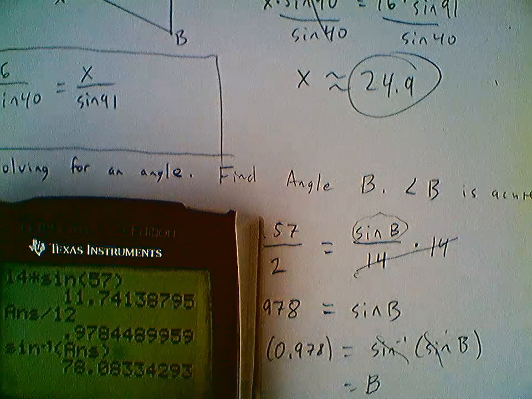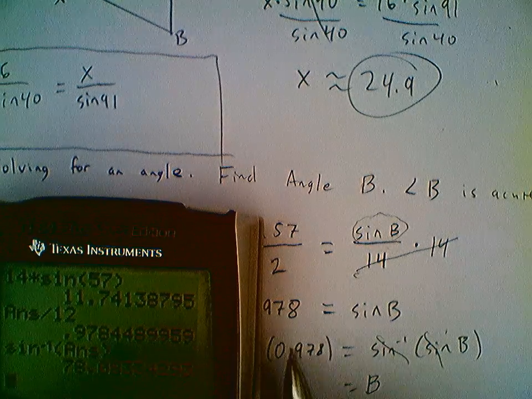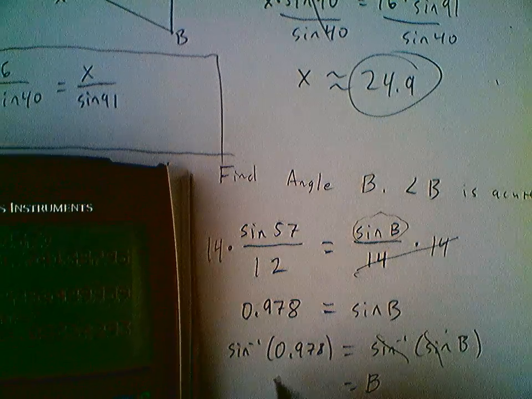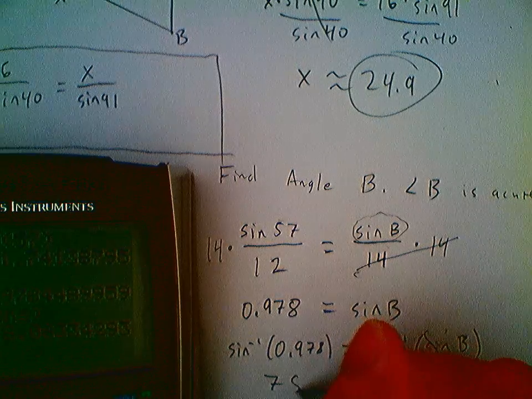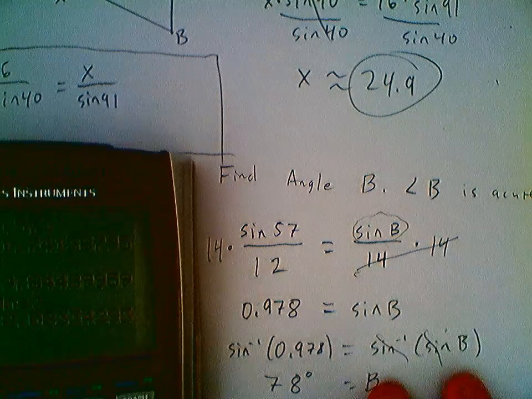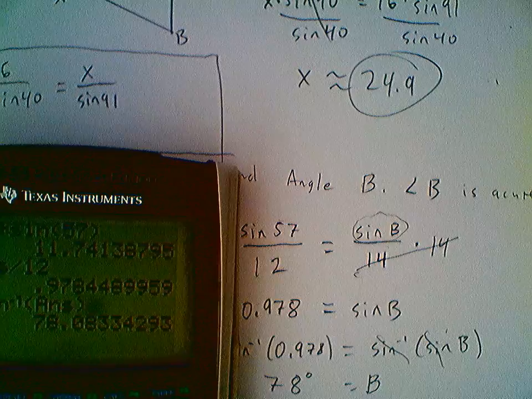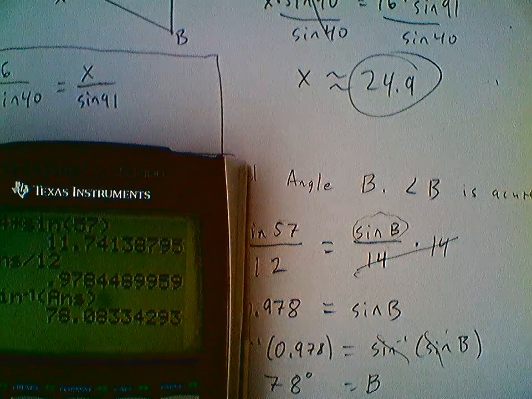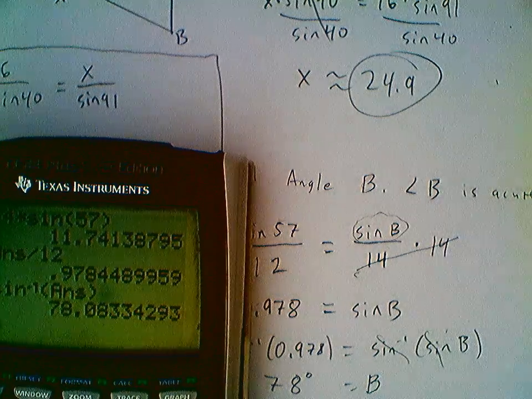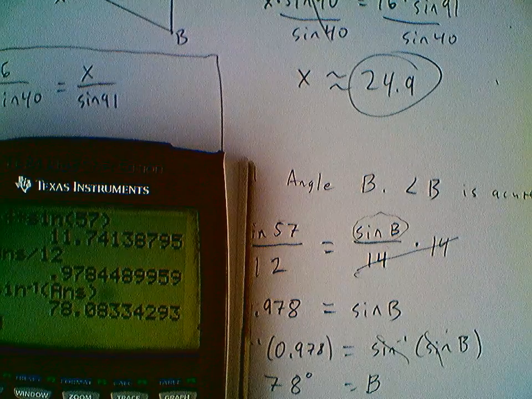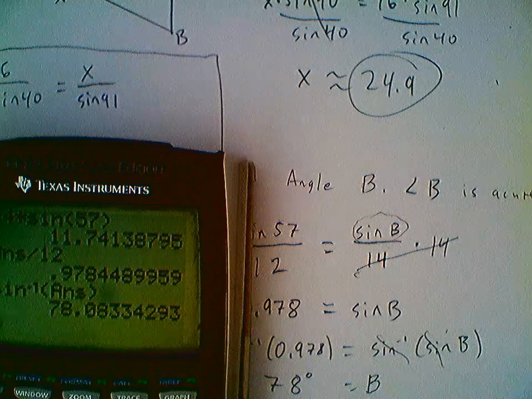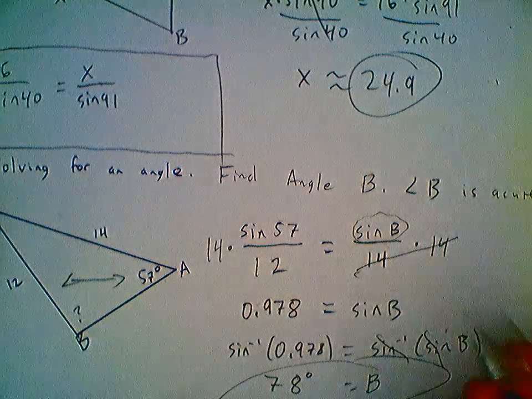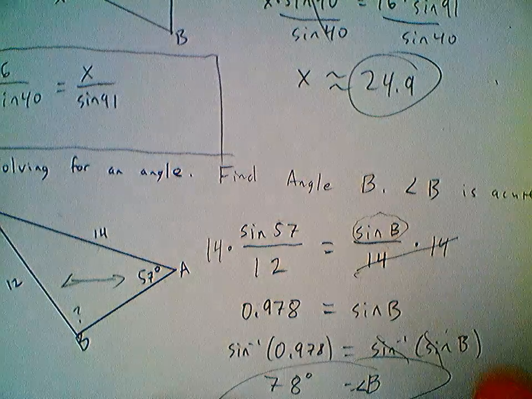So when I take the inverse sine of the decimal on the left, it looks like angle B is about 78 degrees. I'm just going to round to the nearest degree here, because I think when you go to practice on Khan Academy, it wants you to round to the nearest degree. So angle B is 78 degrees.